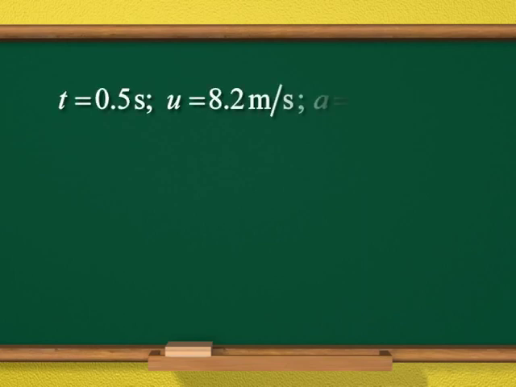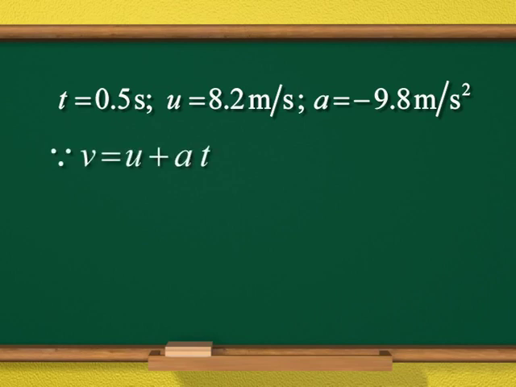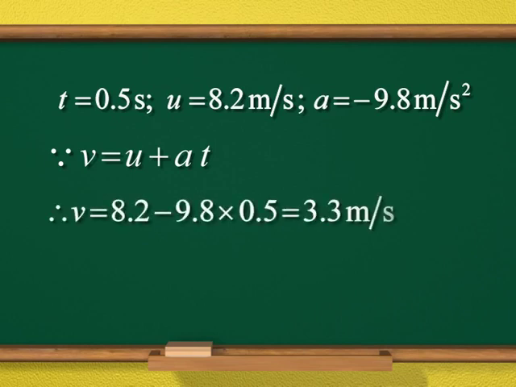On substituting the value of t, that is 0.5 second, initial velocity u equals 8.2 meter per second and acceleration a equal to minus 9.8 meter per second square, we get v equal to 8.2 minus 9.8 multiplied by 0.5, which gives v equal to 3.3 meter per second.